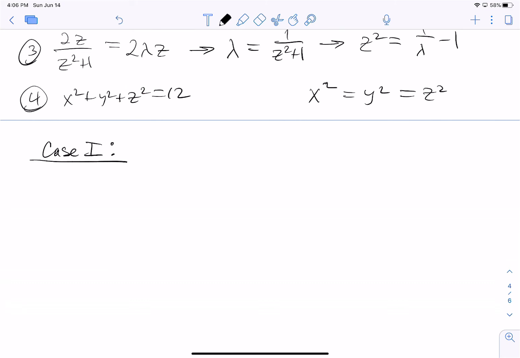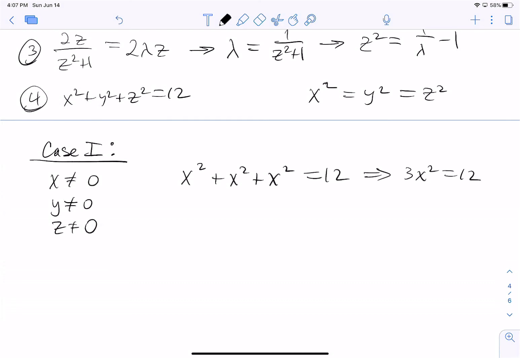For case 1, we're going to suppose that x is not 0, y is not 0, and z is not 0. Because x squared and y squared and z squared are all equal to each other, we can substitute into the constraint equation x squared in place of y squared and z squared. So we get x squared plus x squared plus x squared is equal to 12, which means that 3x squared is equal to 12, from which we can conclude that x is equal to plus or minus 2. It would follow that y equals plus or minus 2 and that z equals plus or minus 2.